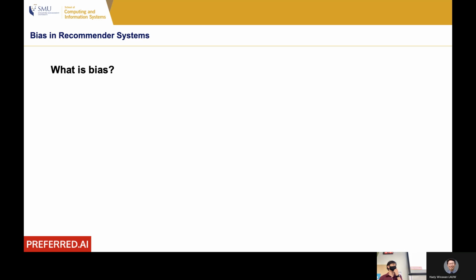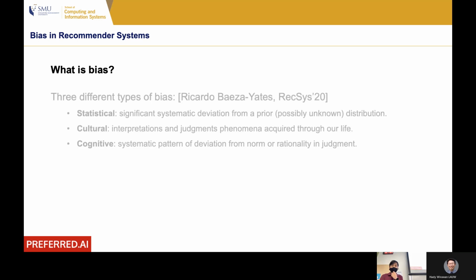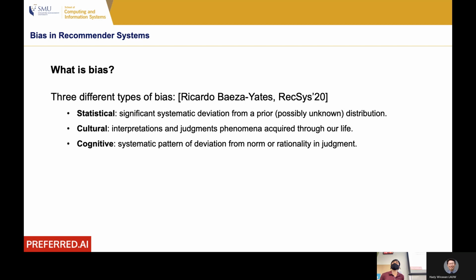So what is bias in recommender systems? In one of the keynotes at the RecSys conference 2020, Dr. Ricardo lists out three types of bias that may occur. The first type is statistical, where we have some prior distribution and we have a significant deviation from that prior distribution. But this prior distribution most of the time is unknown. So that could be one type of bias.